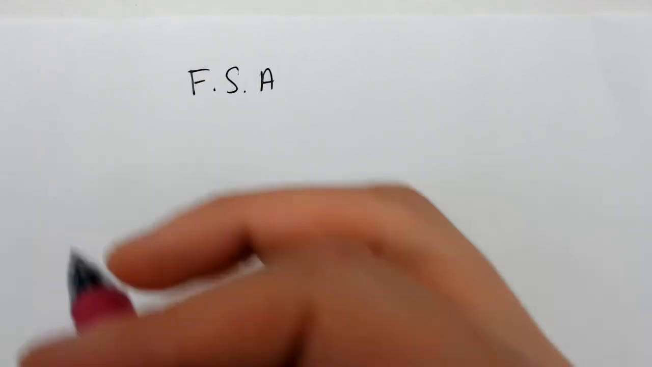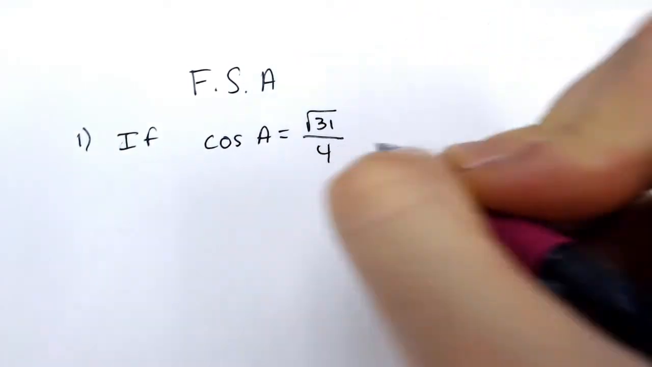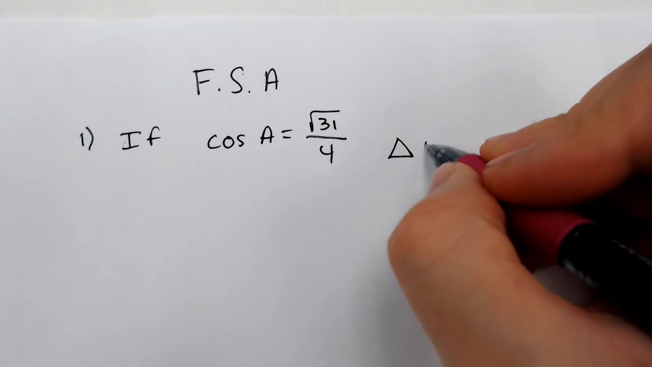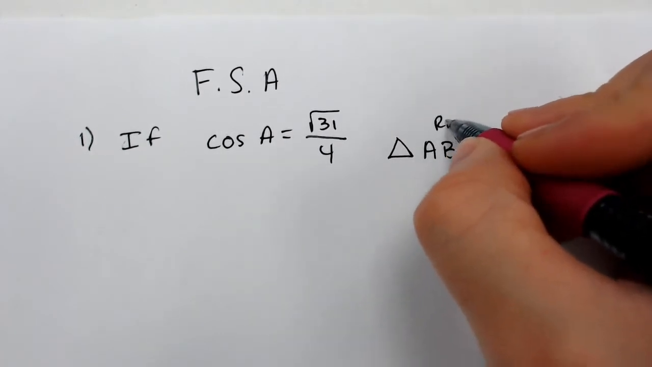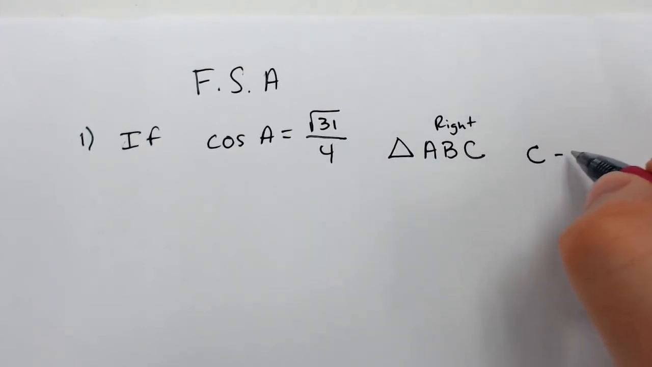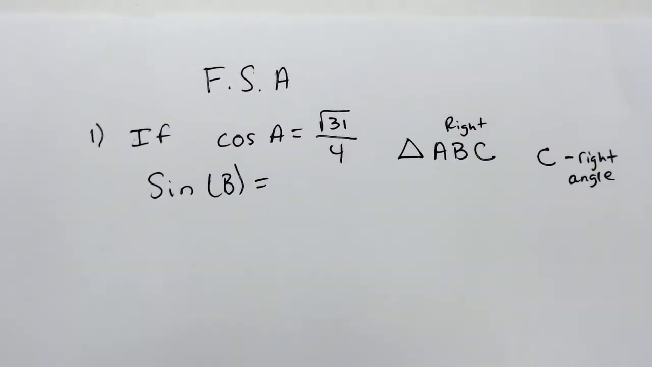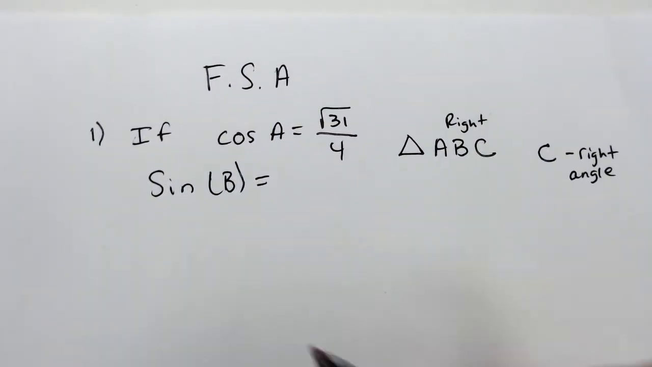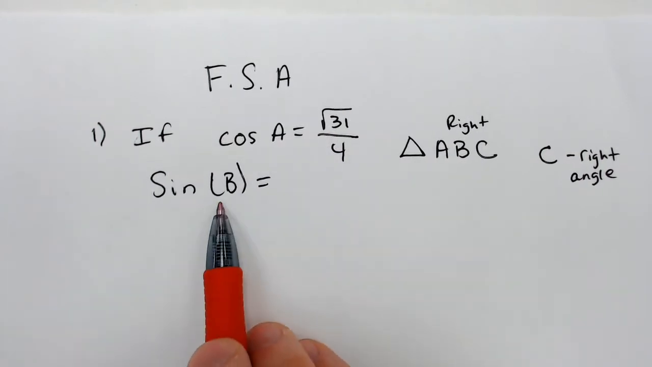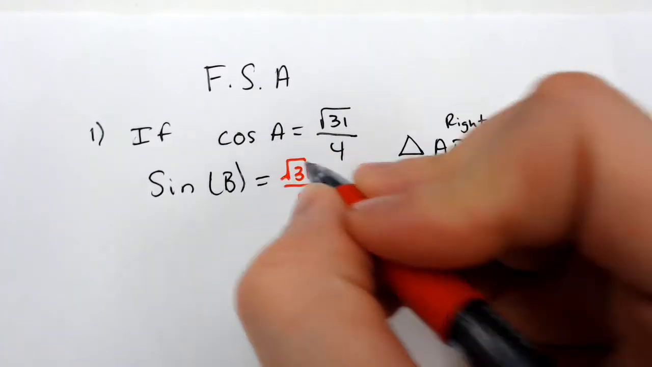Okay? So one of the easier ones that they could do is if they give you cosine of A is equal to the square root of 31 over 4 in triangle ABC, right triangle ABC, where C is the right angle. What is sine of angle B? Well, there is a very, very specific standard that says when you have cosine of one angle, it will equal sine of the other angle. So this is just going to be square root of 31 over 4.